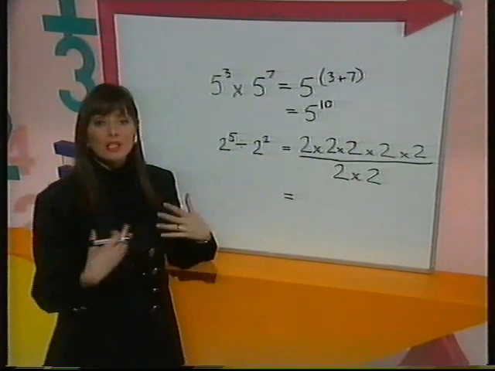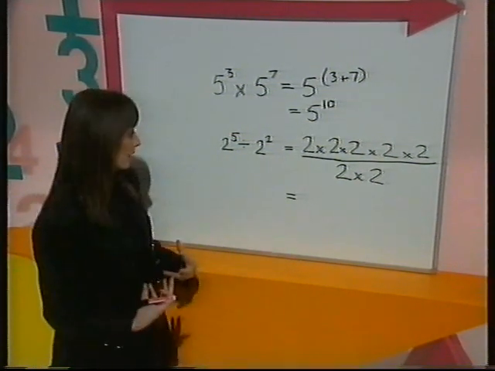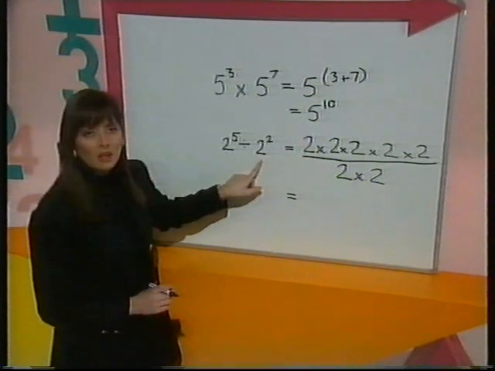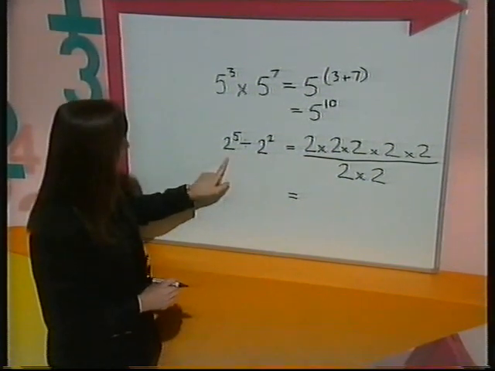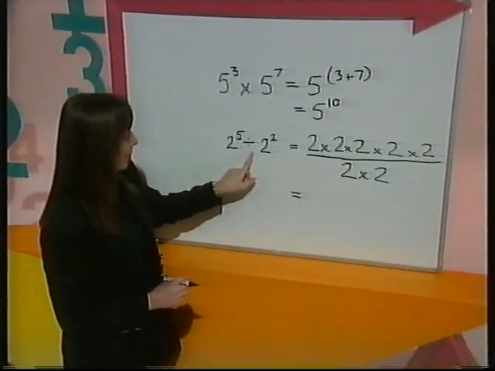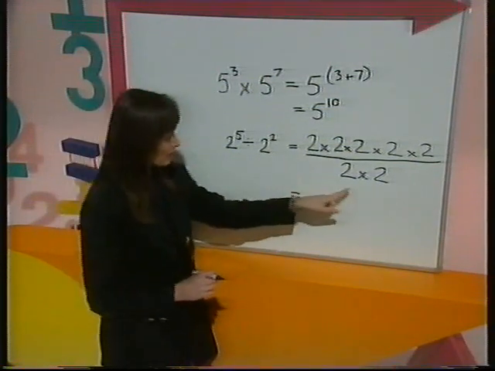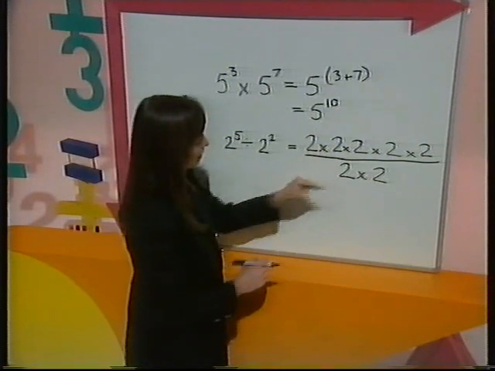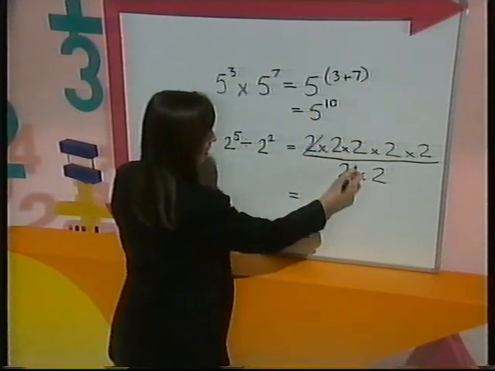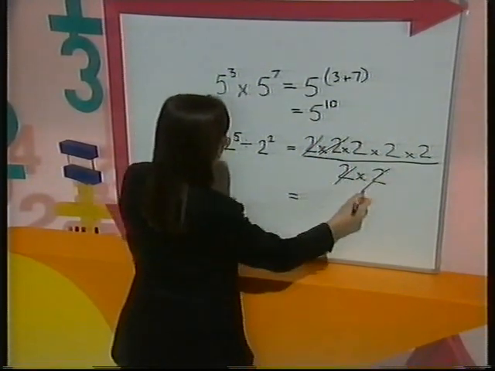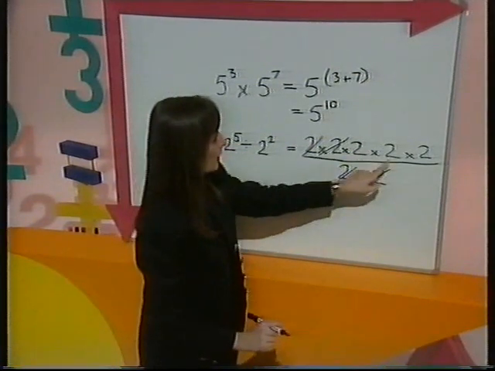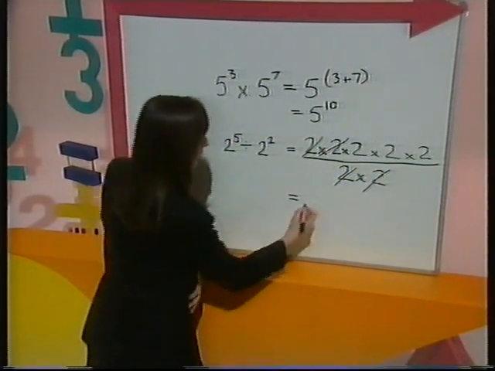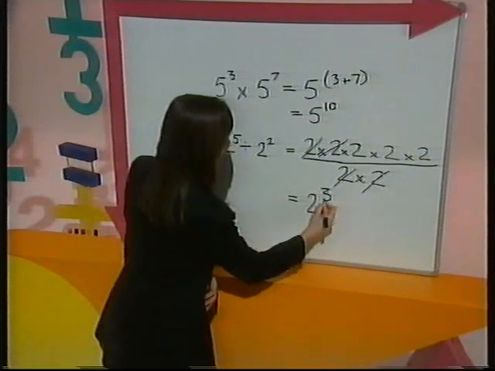Likewise, if you have a division, you subtract the powers as long as these base numbers are the same. So 2 to the power 5 divided by 2 squared equals this. Looks like a load of gobbledygook, but it is right. If you cancel some of the numbers, cancel this with this one with this one, you're left with 2 times 2 times 2, which equals 2 cubed.